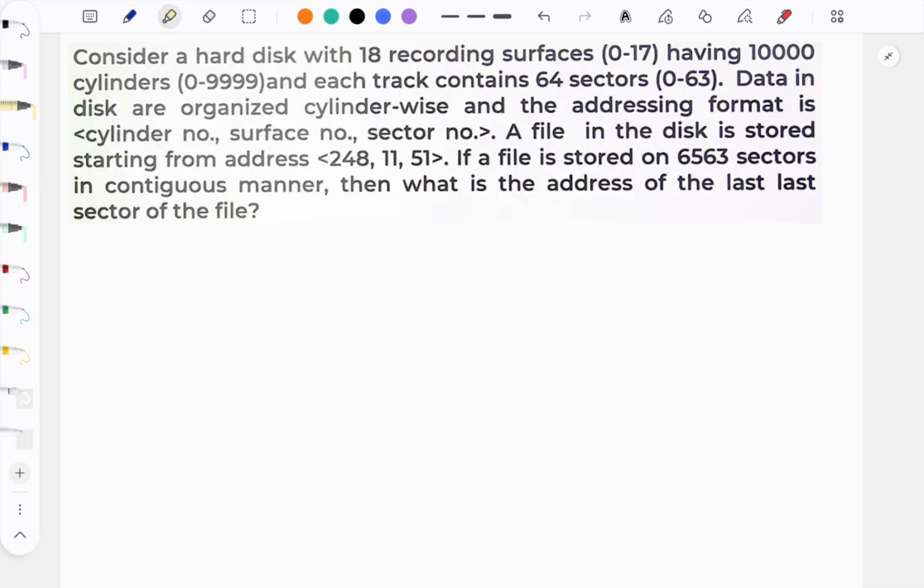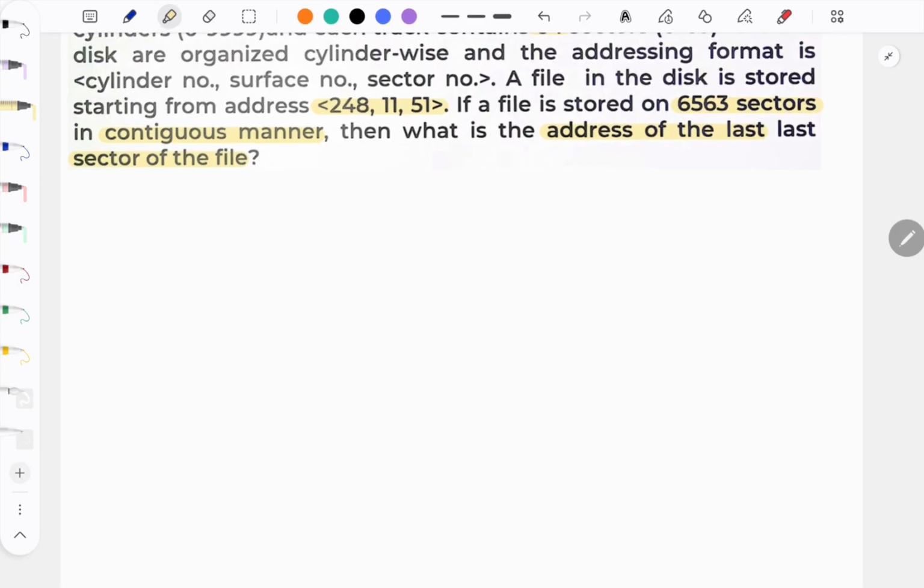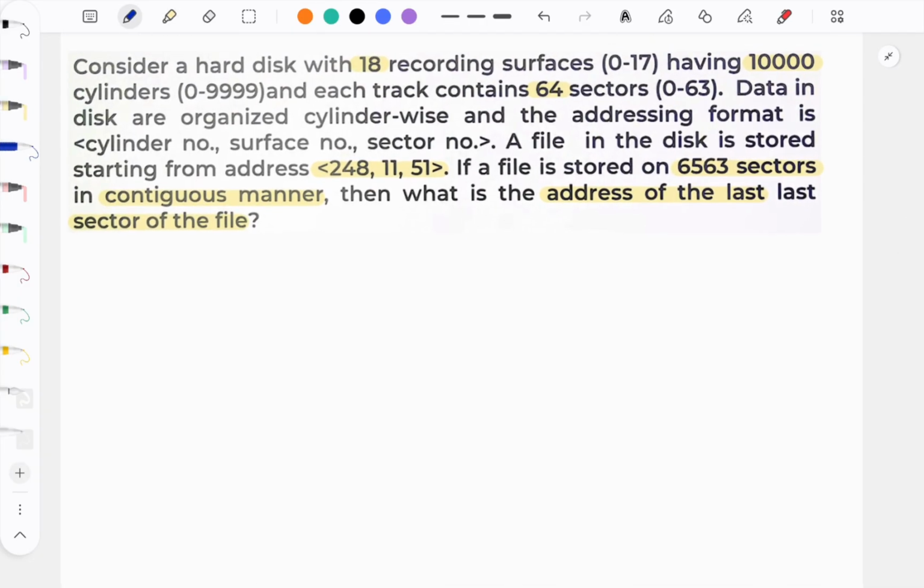Now we again have a question in which we are given similar kind of data: 18 recording surfaces, 10,000 cylinders, and each track contains 64 sectors. Data are organized cylinder-wise. The address format is the same. The file's starting disk address is this, and this is the number of sectors required to store this file. It is stored in a contiguous manner, and the question asks us to find the address of the last sector of the file. Like in the previous question, we have to decode this address.